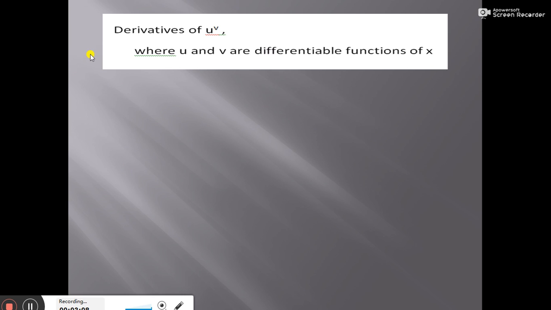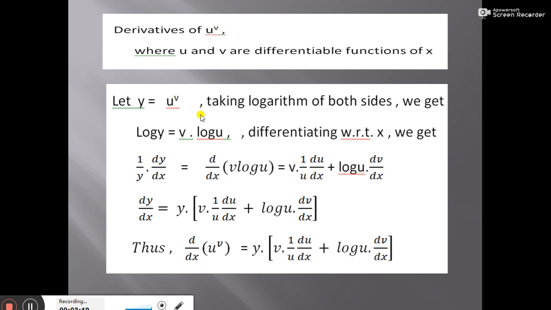That means here, for the derivative of u raised to the power v, where u and v are differentiable functions of x, we have to use the working rule. First of all we suppose y is equal to u raised to the power v, and then taking log on both sides we get log y is equal to log of u raised to the power v. By the properties of log we write v into log u.